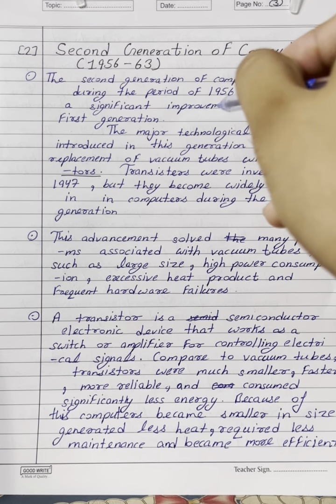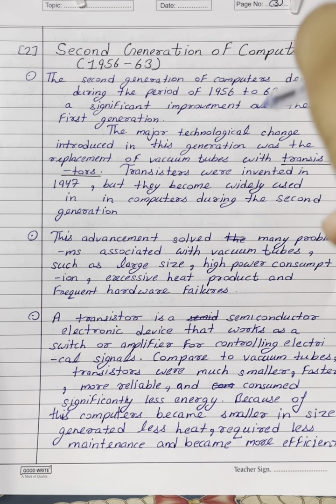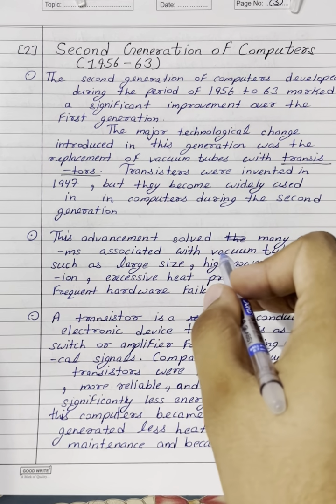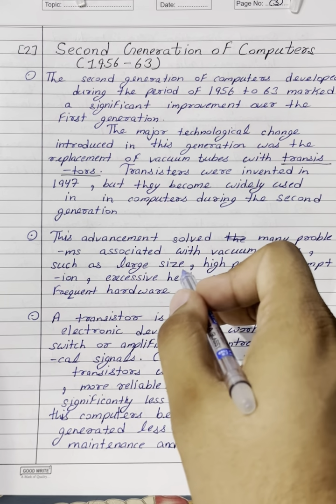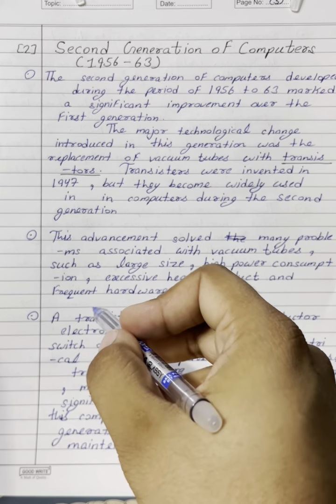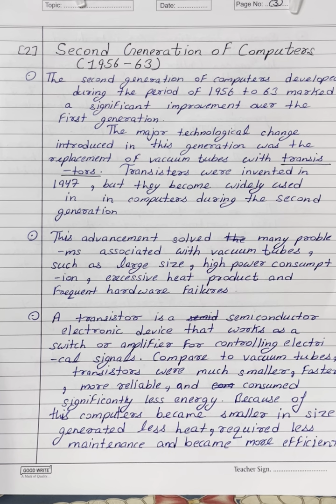And this major technological change introduced in this generation was the replacement of vacuum tubes with transistors. So remember that. These transistors were invented in 1947, but they became widely used in computers during the second generation. This advancement solved many problems associated with vacuum tubes, such as large size, high power consumption, excessive heat, and frequent hardware failures. Now let's understand what a transistor is.